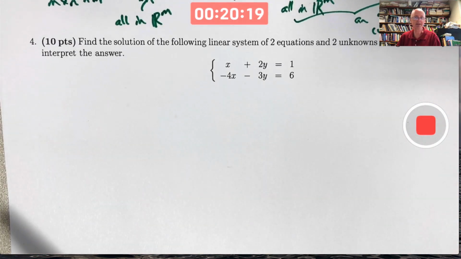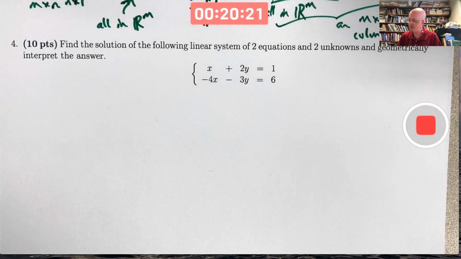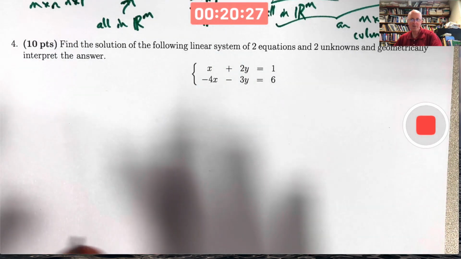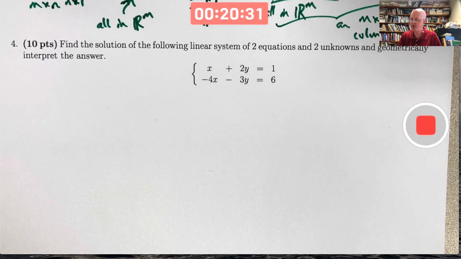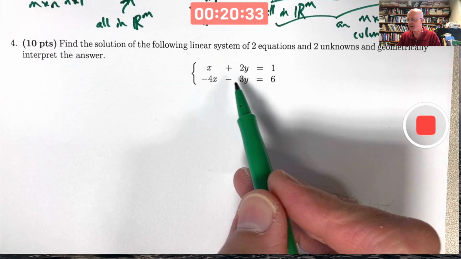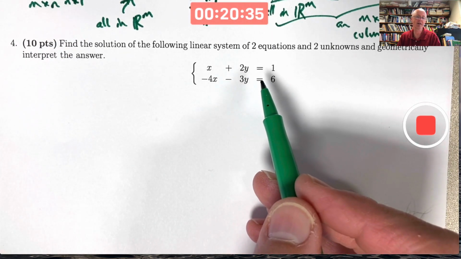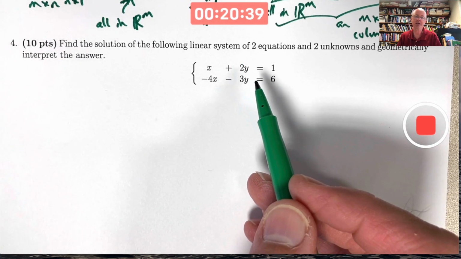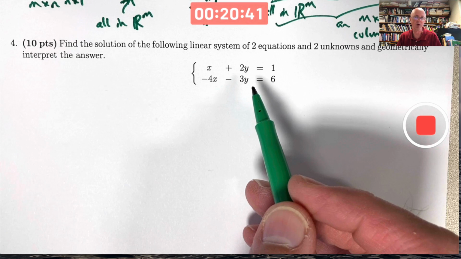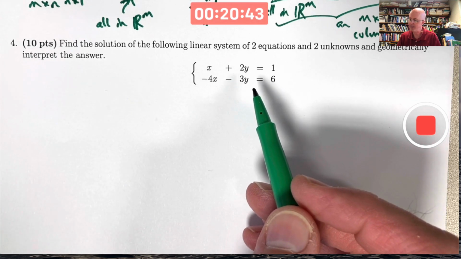This next problem: find the solution of this following linear system of 2 equations and 2 unknowns and geometrically interpret the answer. Not saying what geometrically means there, I guess, but it's the usual geometric interpretation. These are two equations that are linear in x and y. They're going to describe lines in the plane, and the key geometric insight is that the solution is going to be the point of intersection of these two lines.